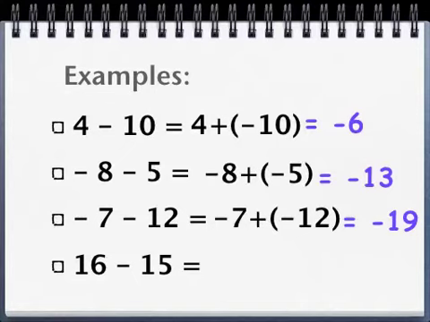And this last one, if you look at, we have 16 minus 15. Okay, the difference between this problem and the last problems is the first number, in this case 16, is larger than the number that we're subtracting. So do not make this problem harder than it needs to be. Think about it. If you have 16 and you take away 15, you are going to have a positive 1 left. So the answer to 16 minus 15 is 1.